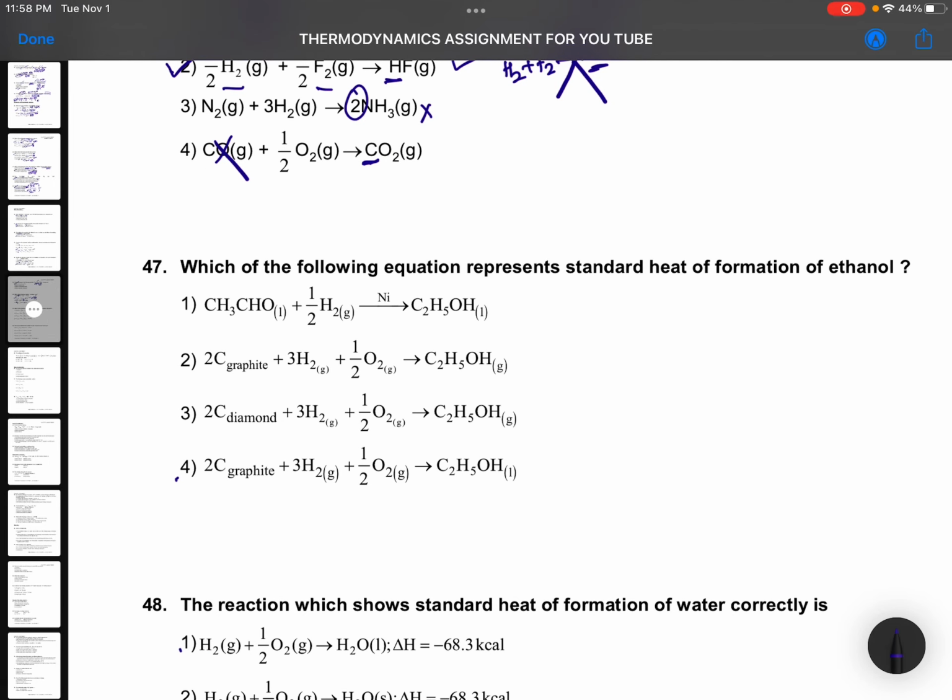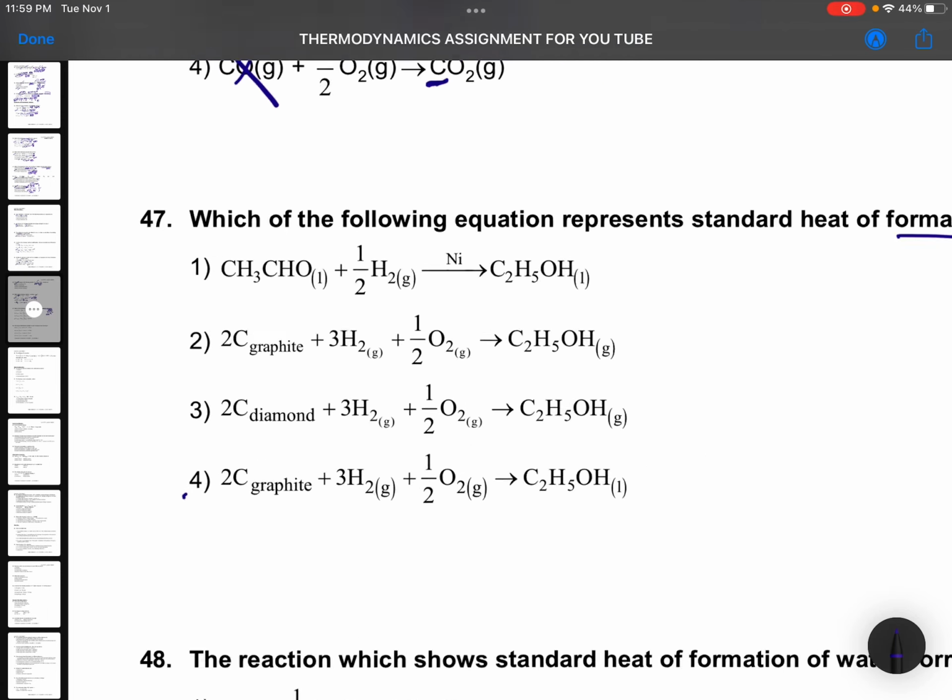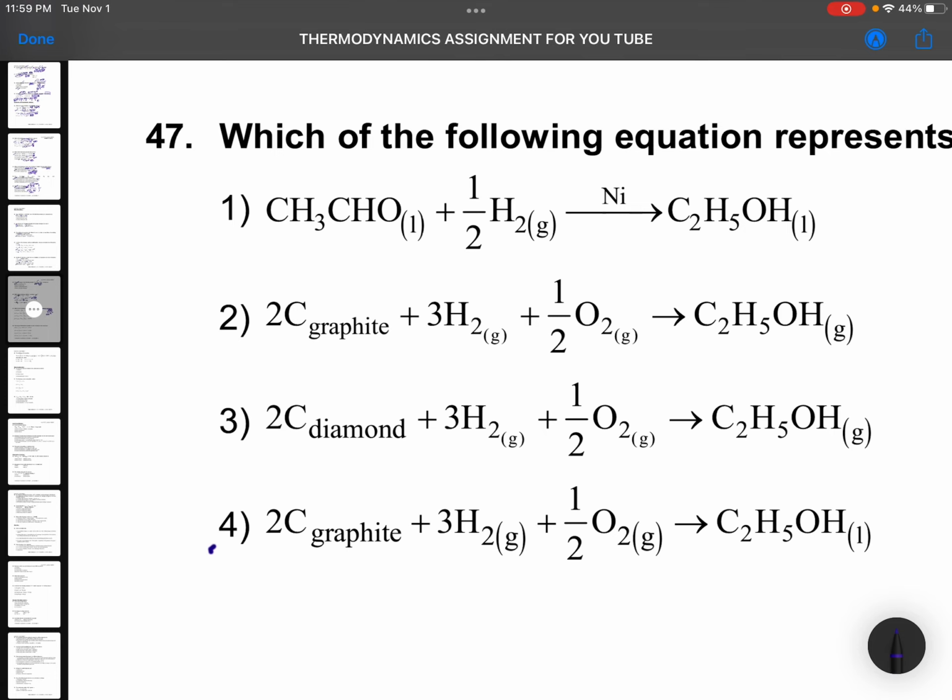Correct. That's why we always say try to solve maximum questions rather than reading the concept. Go with the questions. Okay now. Which of the following equations represents standard heat of formation of ethanol? Ethanol is C2H5OH. What elements are there? Carbon, so it should come from graphite. Hydrogen, it should come from hydrogen gas. Oxygen, it should come from oxygen gas. Check once, which is right. Graphite, hydrogen, oxygen, C2H5OH is the right option.